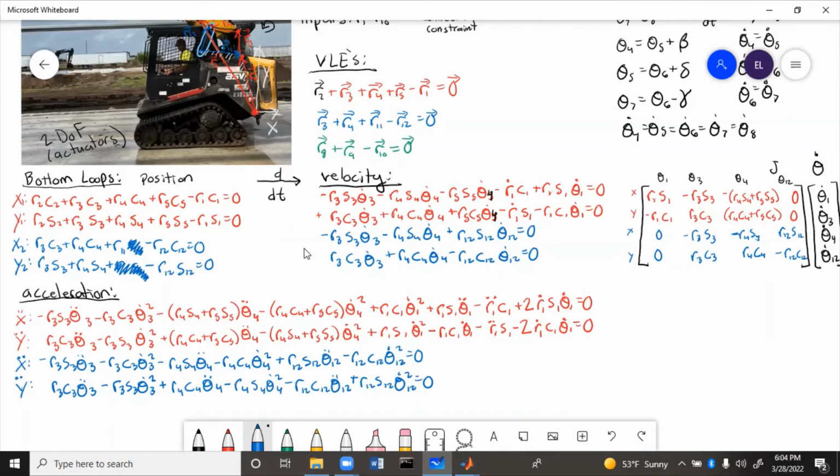So now that we've got these, we will put them into matrix form. So remember that the J matrix will be the same. The theta dot matrix will become theta double dot, and then B will be everything else.